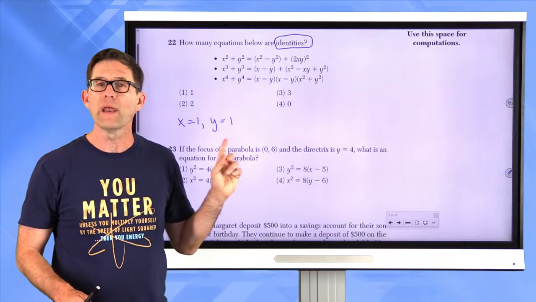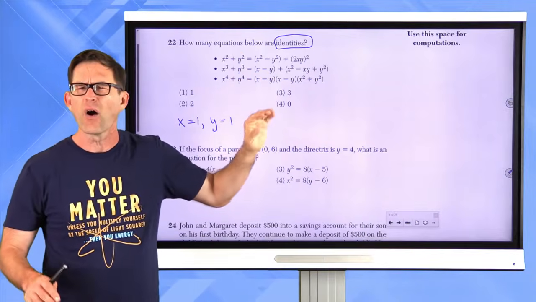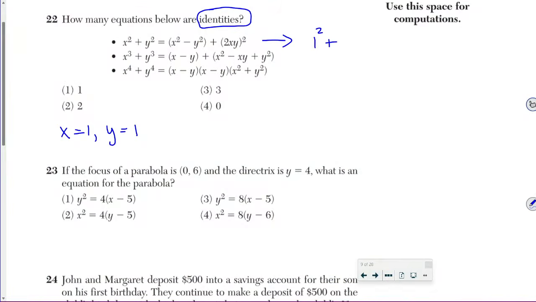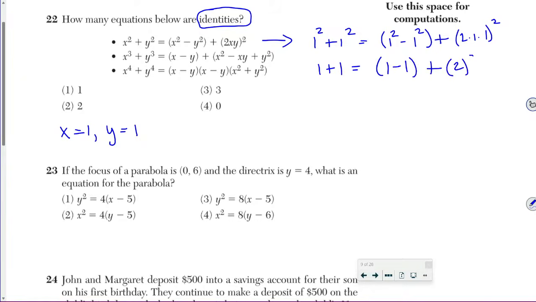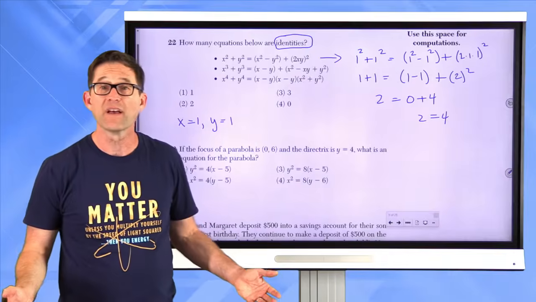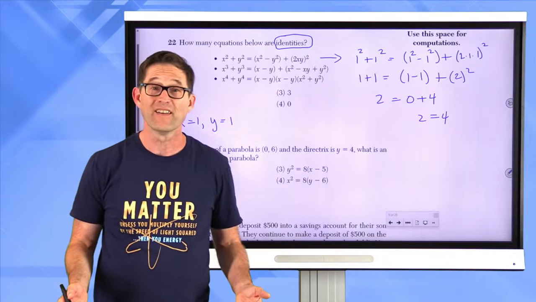So let me put 1 and 1 in for the first equation, and I'll kind of drag this one out a little bit. If I put 1 and 1 in here, I'd have 1 squared plus 1 squared is equal to 1 squared minus 1 squared plus 2 times 1 squared. Well, that's going to be 1 plus 1 is equal to 1 minus 1 plus 2. That's going to be 2 is equal to 0 plus 4, and 2 is equal to 4. Well, that's not right.